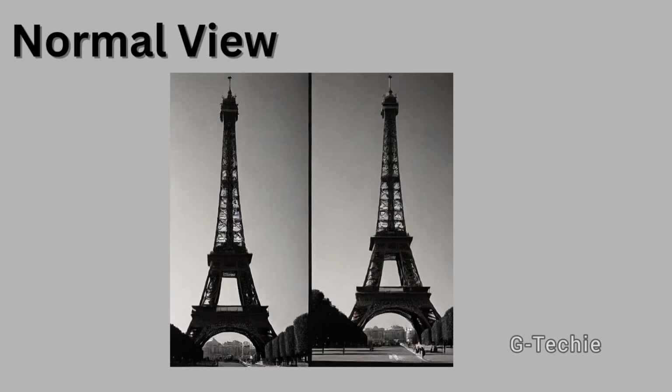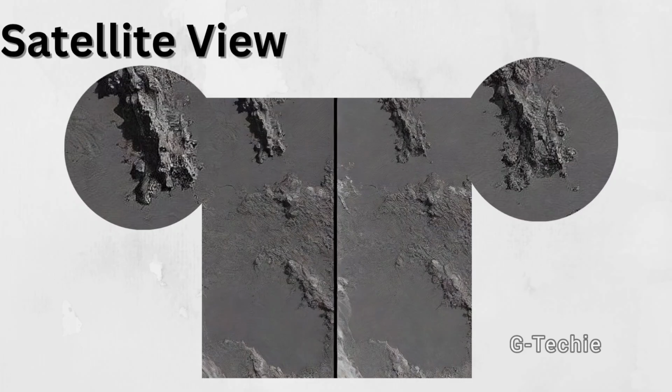So for the normal view, I took the Eiffel Tower as an example. Left is an 8-bit image and the right side is a 16-bit image. You can see the detailing too. Compared to the left, the right side image is brighter and features are visible. Clarity is there. The same bit variation applies for the satellite image as well. You can see the variation and detailing in both images.